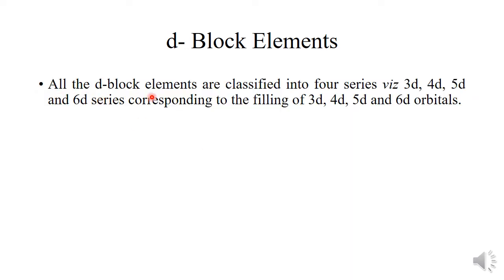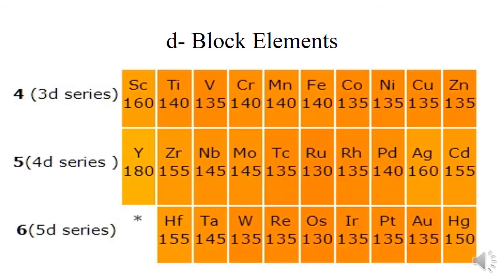And all the d block elements are classified into 4 series, that is the 3d, 4d, 5d and 6d series, which correspond to the filling of 3d, 4d, 5d and 6d orbitals. So the first transition series, or you can say the 3d series, corresponds to the filling of the 3d sublevel and consists of 10 members: scandium, titanium, vanadium, chromium, manganese, iron, cobalt, nickel, copper and the last one is zinc.